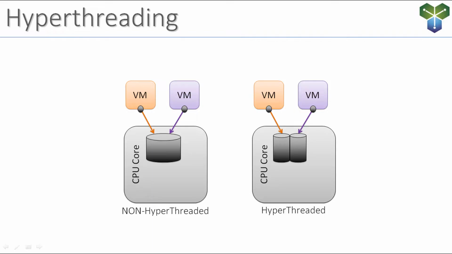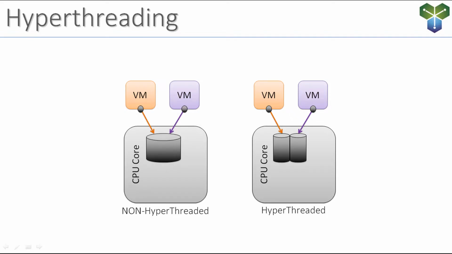So with a non-hyperthreaded processor, VMs are essentially needing to take turns. The VM on the left sends an instruction. It gets completed. Then and only then can the VM on the right send an instruction and have it get completed. So there's actually some idle time, right? And if we watch this animation, you can see where the idle time is.